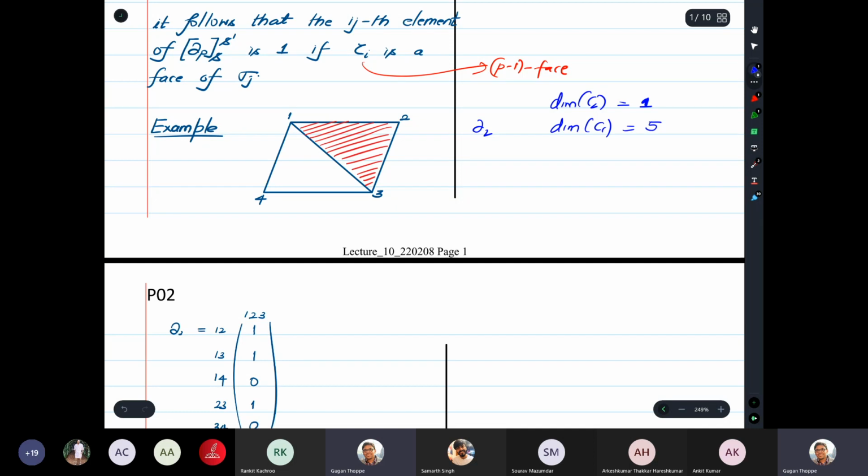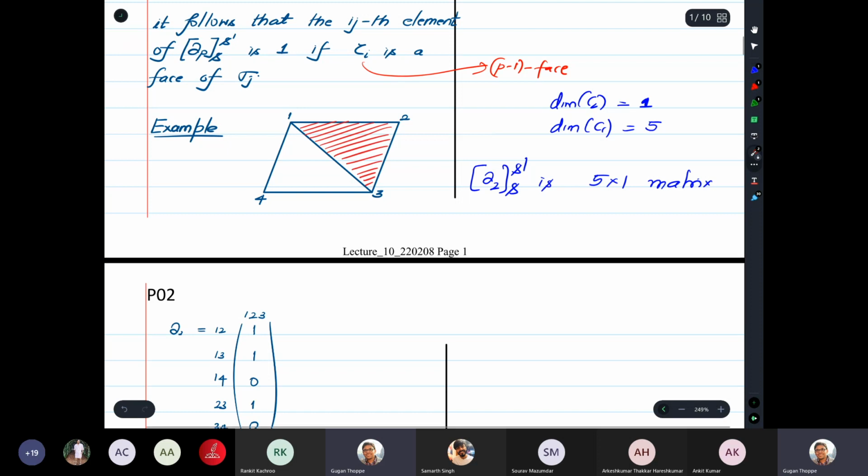Accordingly, ∂2 will have a matrix representation. So ideally I should say ∂2 prime, right? So this is what I should write. S prime is a 1, sorry, it should be a 5 cross 1 matrix. Okay, so this is how you should write it.